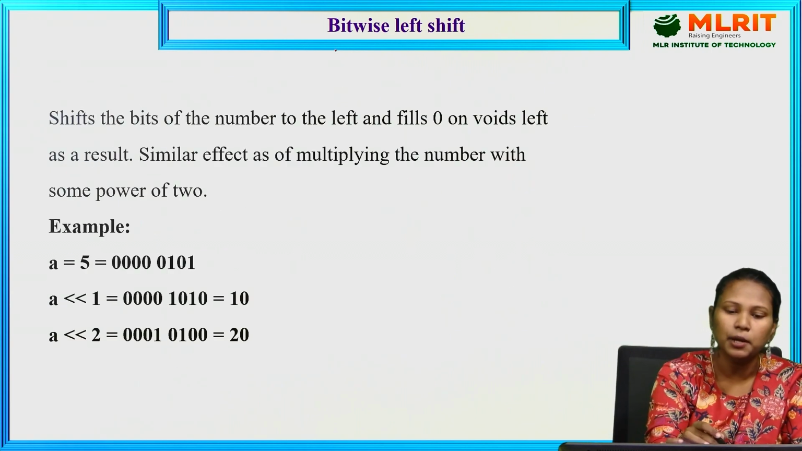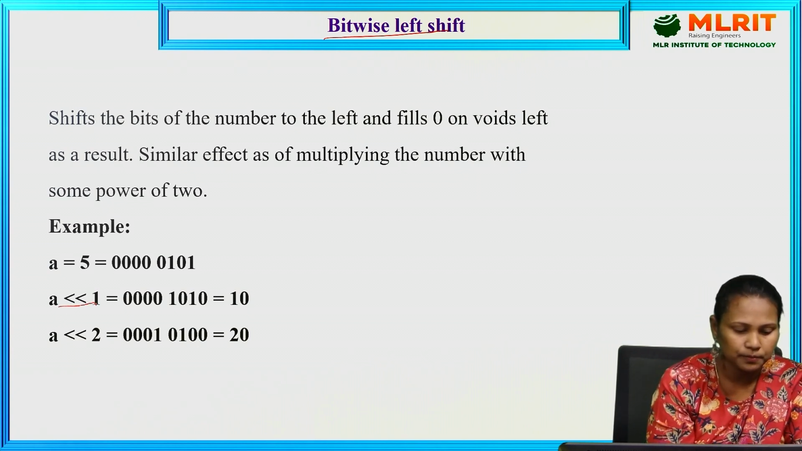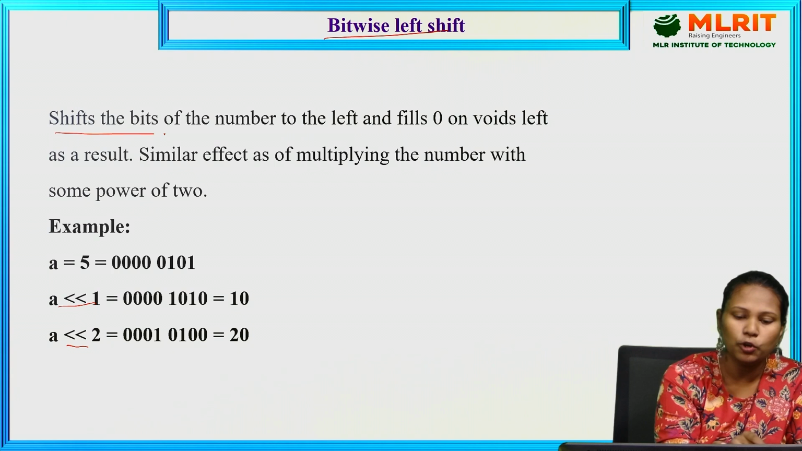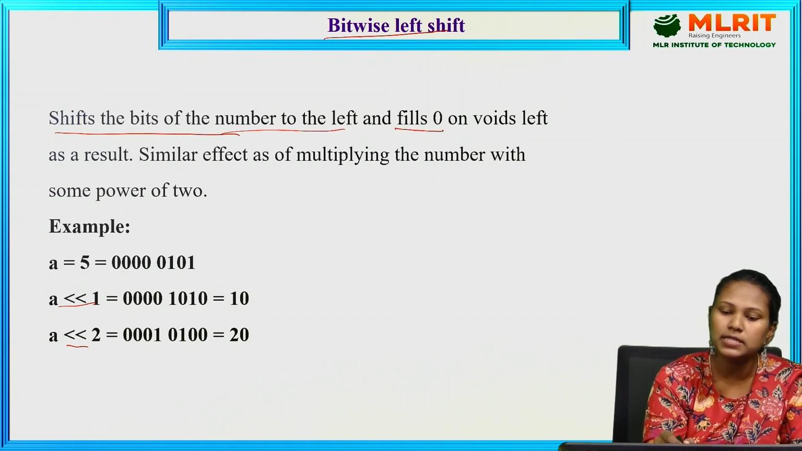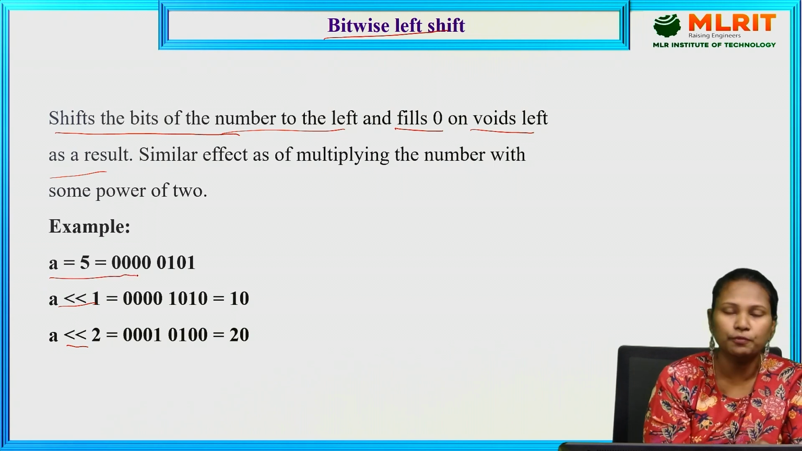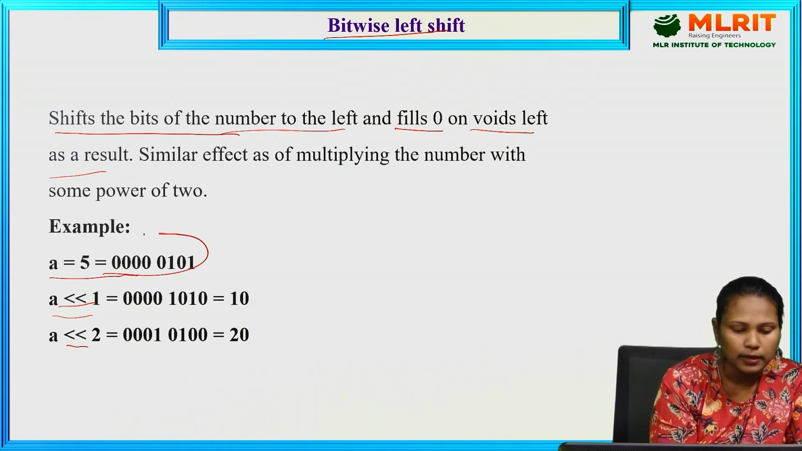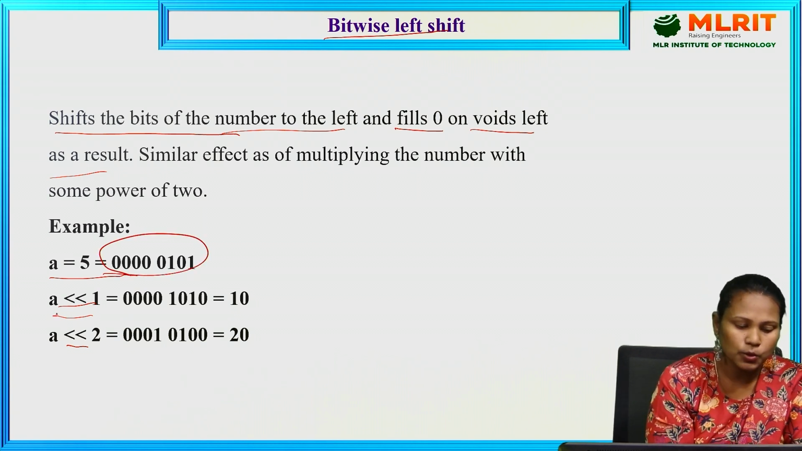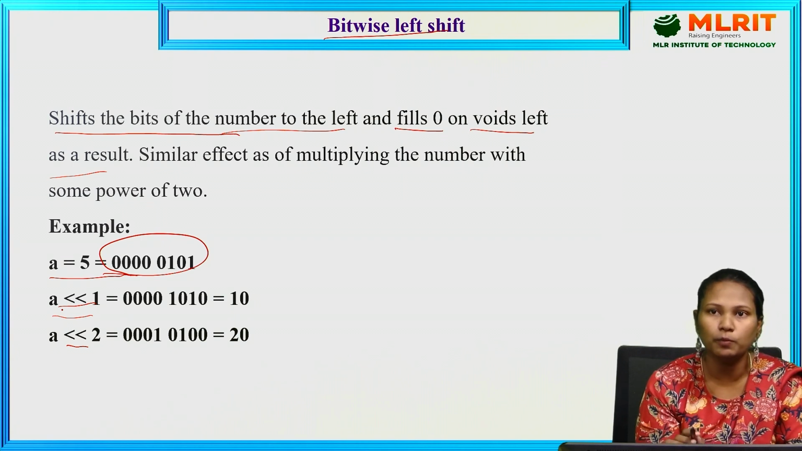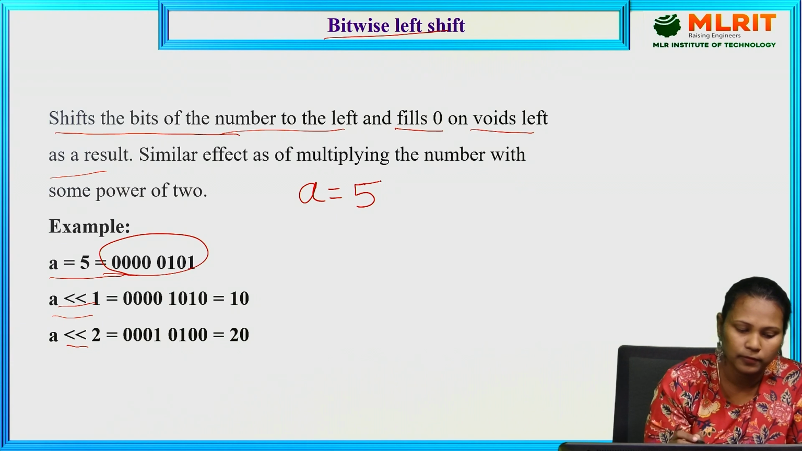The next one is the bitwise left shift. The left shift is represented with this symbol. It shifts the bits of the number to the left and fills 0 on the voids left as a result. So here we need to shift by 1. A is equal to 5. We need to convert that number to a binary number, so we are representing it with 8 bits. Now we have to perform the left shift here. So now A is equal to 5.